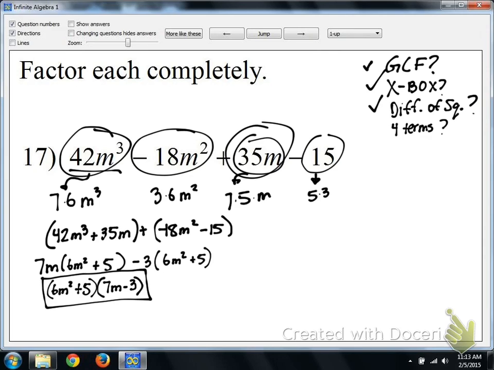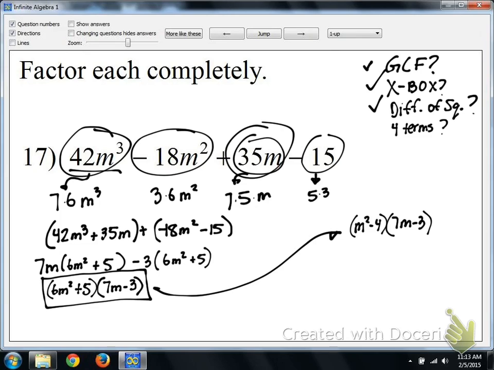Now, sometimes you can factor again. Let me give you one example. I just want to show you something. What if our answer was not this, but was actually this? Let's say it was m squared minus 4 times 7m minus 3. Let's say this was our final answer. This is just pretend. This is not what you would do. But what if it was like this?